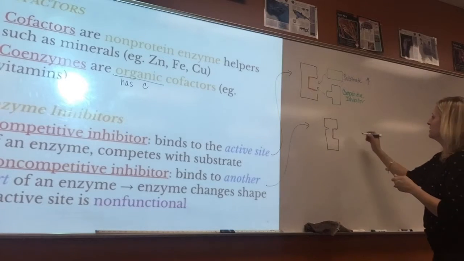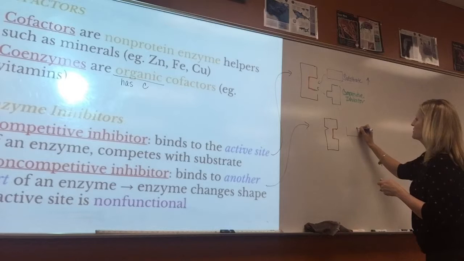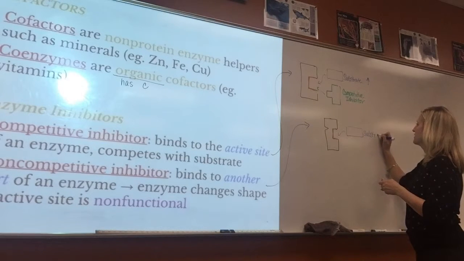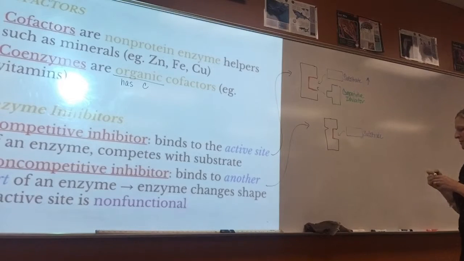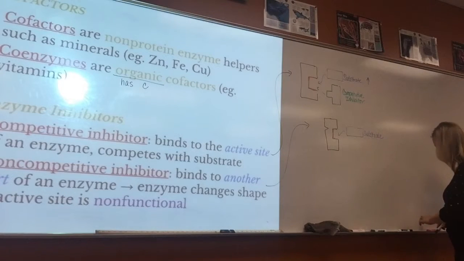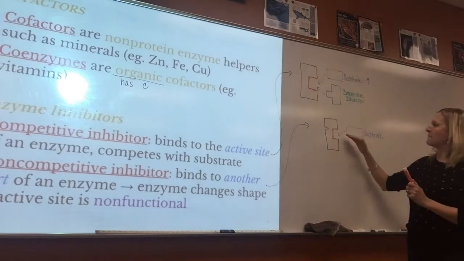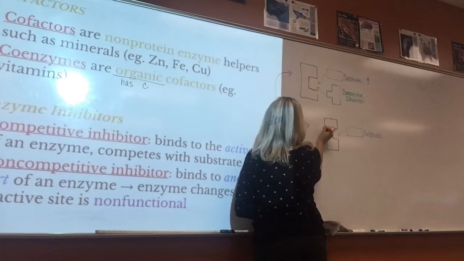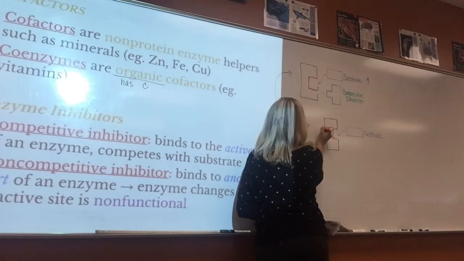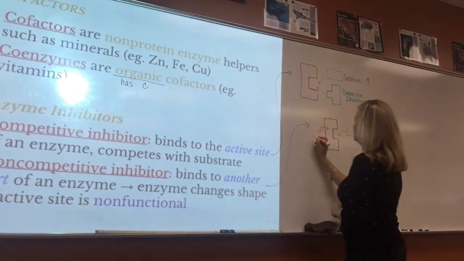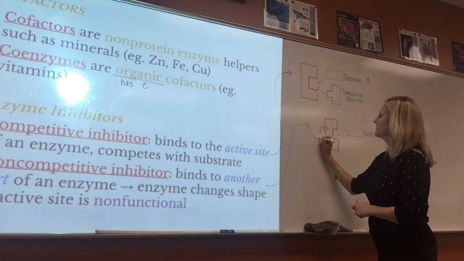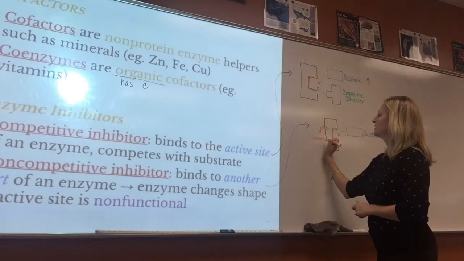And this is still the shape of your substrate. So here's your substrate, it can fit into there. But a non-competitive inhibitor is going to be a different shape and therefore bind to a different part of the enzyme. So I'm going to put it kind of diamond shaped here, so it can bind to that part. So this is a non-competitive inhibitor.